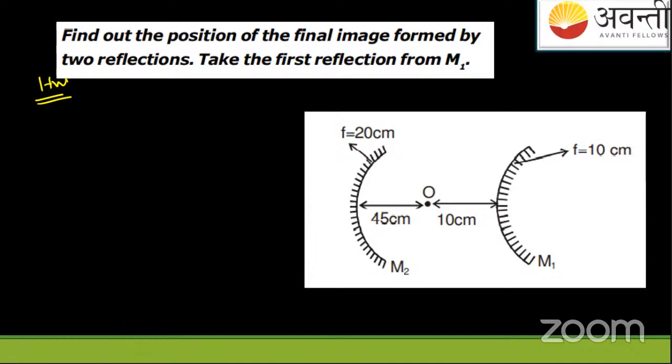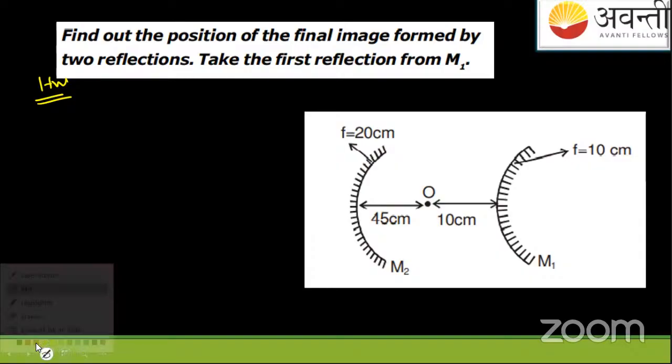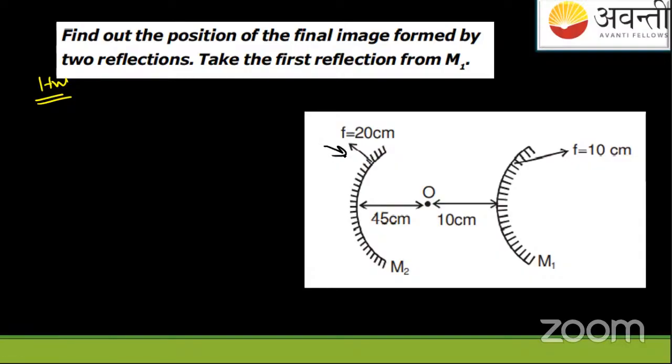So if you focus here, again, you're having what? One mirror, other mirror. This mirror is what? Of course, we can see it is concave. What is this kind of mirror? This is convex. Concave and convex mirror.